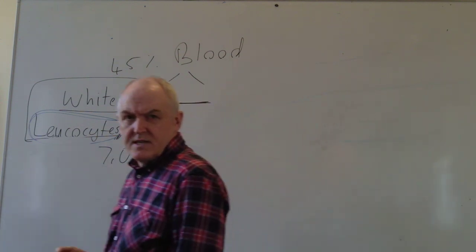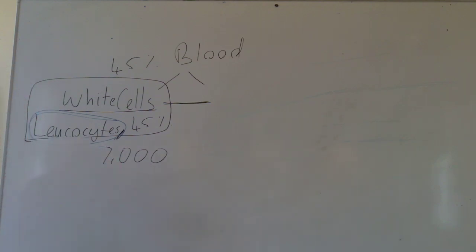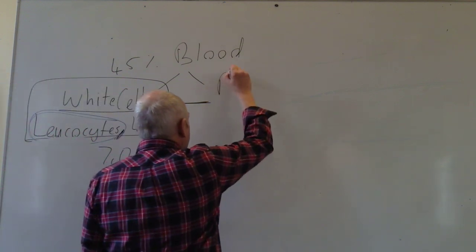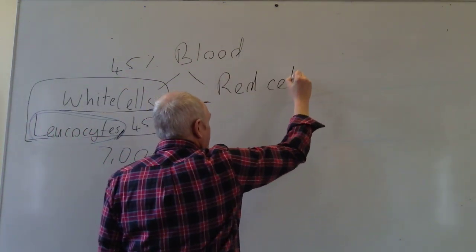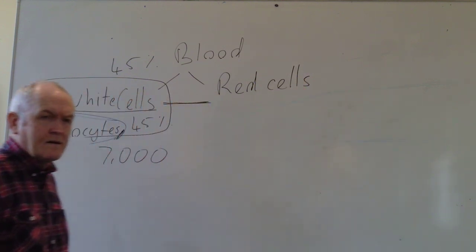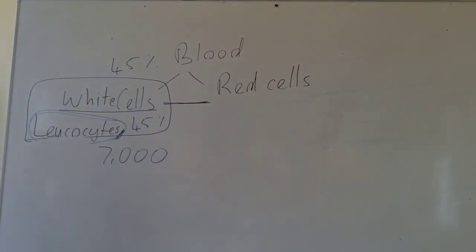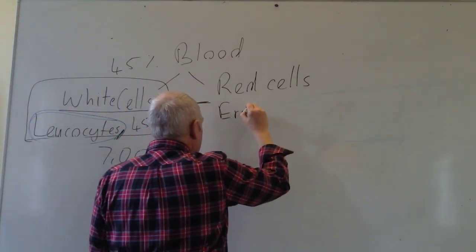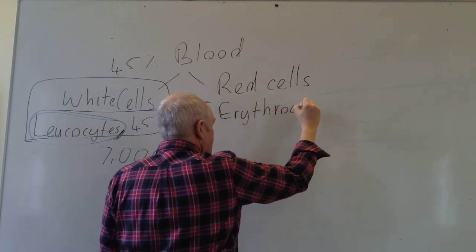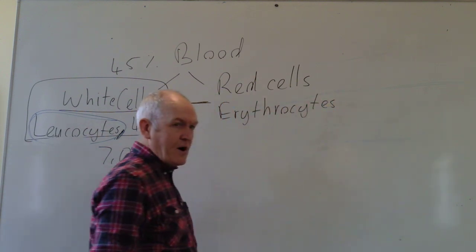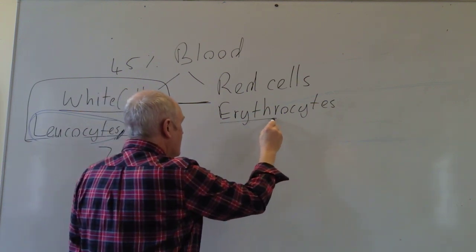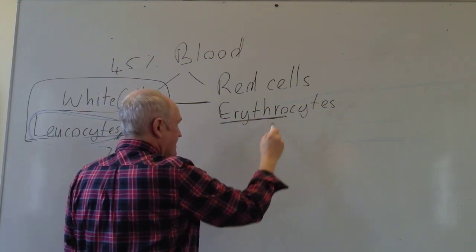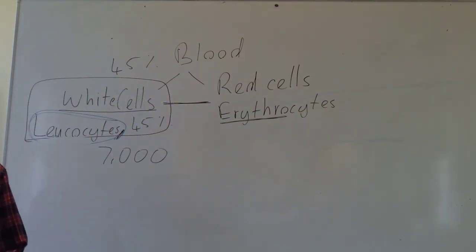So a cubic millimetre of blood is going to contain about 7,000 white cells. But as you know, you also get red cells. You also get red cells. And the red cells are erythrocytes. Erythro means red. Cyte, of course, means cells. So literally red cells.